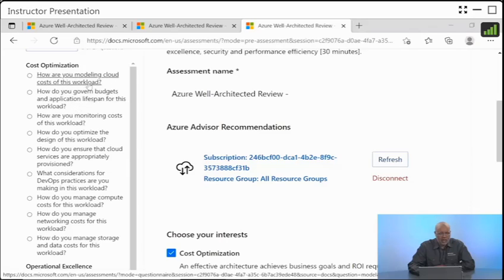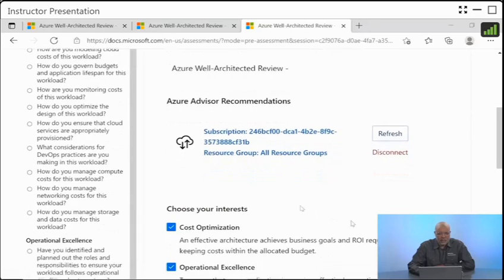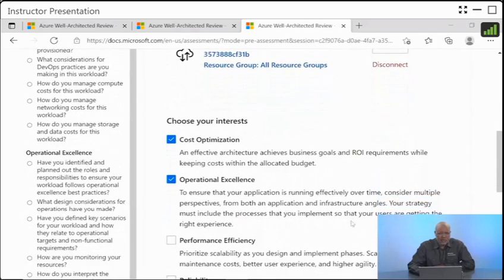How are you modeling cost of this workload? How do you govern budgets and application and lifespan for this workload? How are you monitoring costs? How do you optimize the design of this workload? That's under cost. If we look at operational excellence, it has several questions over here as well. Have you identified and planned out the roles and responsibilities to ensure your workloads? What design considerations for operations have you made? And it gives you the overarching question for each one here, right?